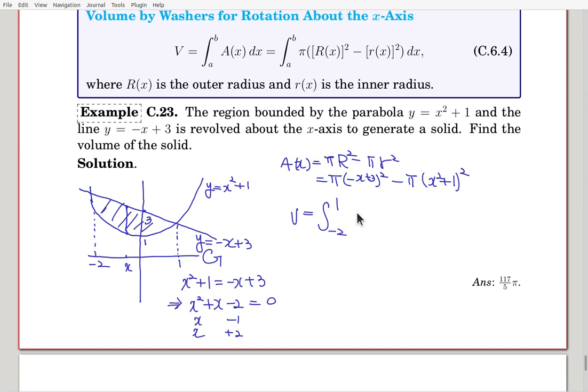And then here pi is common, and then we have the integral of (minus x plus 3) squared minus (x squared plus 1) squared, dx. And then you will get this value. You can finish it yourself.